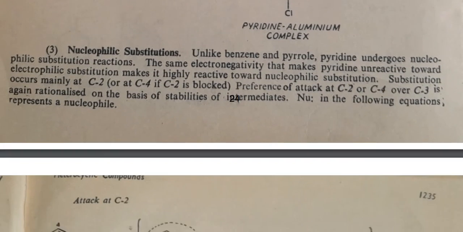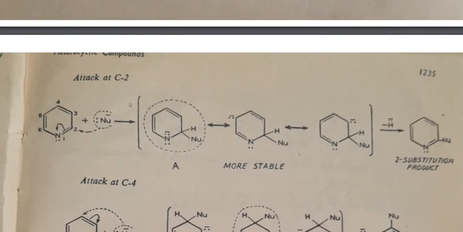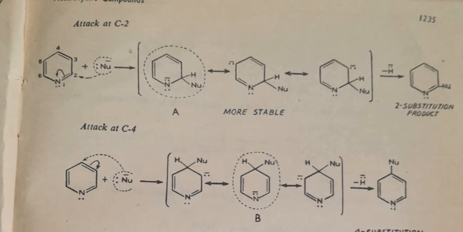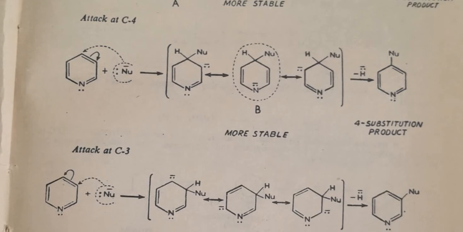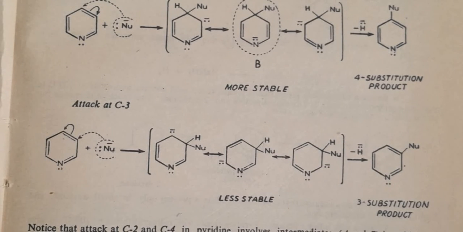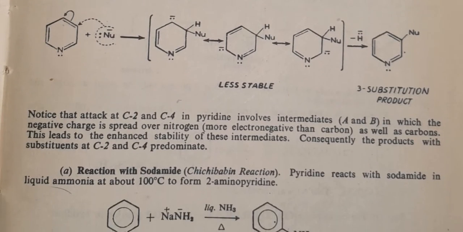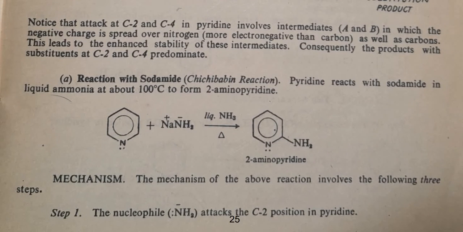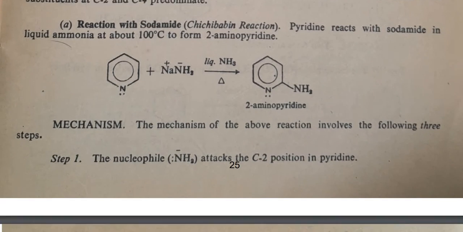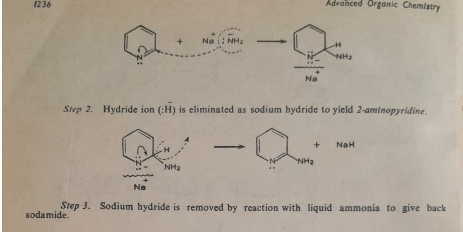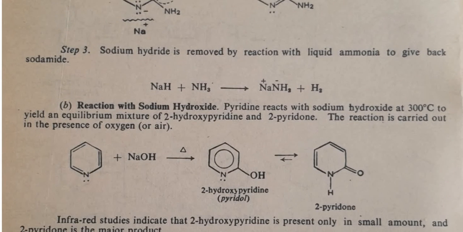Now nucleophilic substitution. If you attack at 2, you get the more stable resonating form. Attack at 4 gives an unstable one. Attack at 3 is also less stable. So mostly nucleophilic attack occurs at position 2. See the Chichibabin reaction: pyridine gives 2-aminopyridine. This is the mechanism. Reaction with sodium hydroxide gives 2-hydroxypyridine, pyridol.